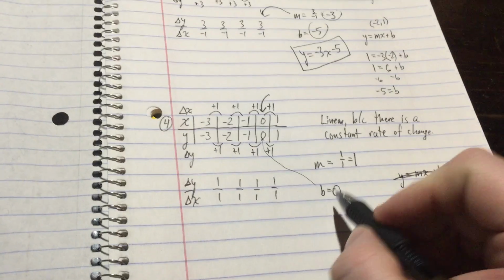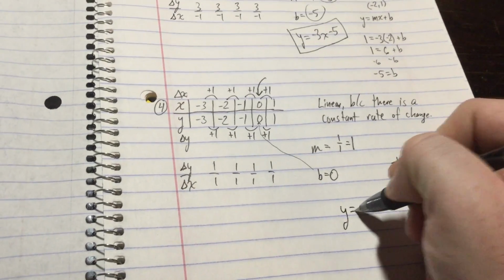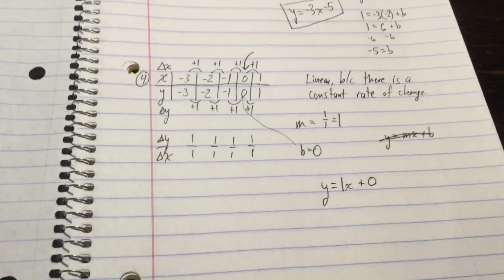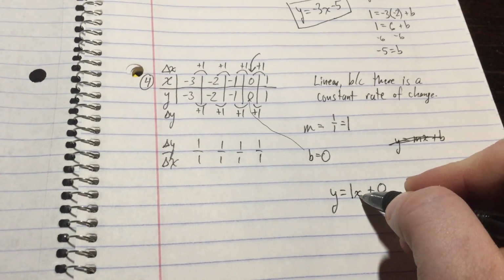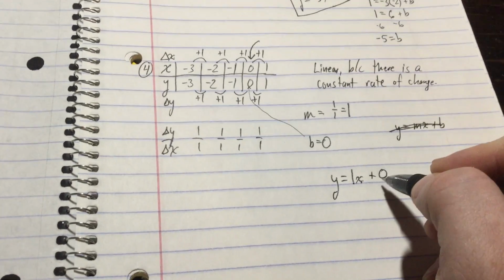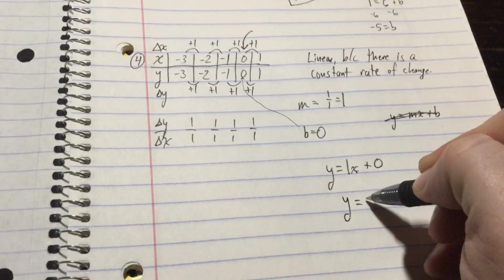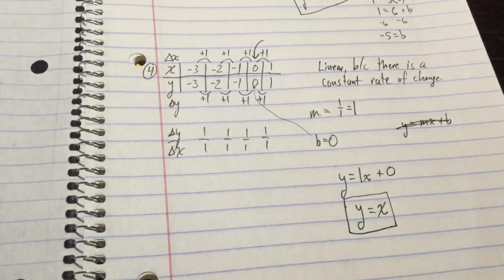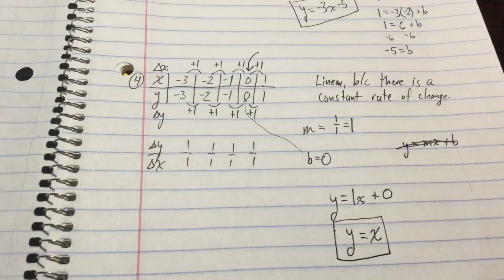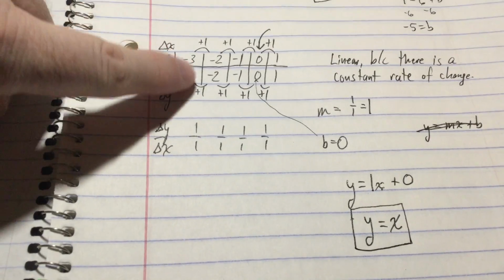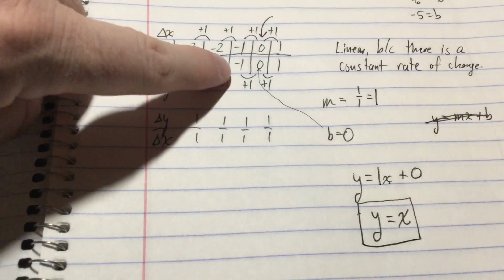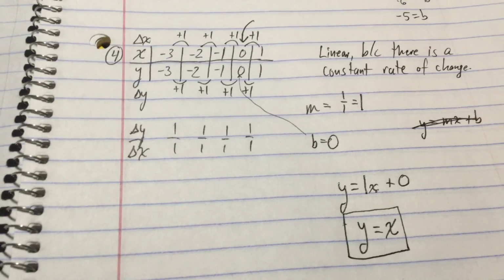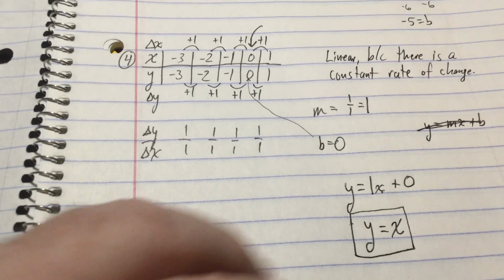So if m is 1 and b is 0, that means we get y equals 1x plus 0. We're definitely not going to leave it like that. 1 times x is x, and x plus 0 is x. So it simplifies all the way down to y equals x, which should make a lot of sense, because if you look at y and x, aren't they equal every time? Negative 3, negative 3, negative 2, negative 2, 0, 0, 1, 1. Y is equal to x. That is what the equation is.